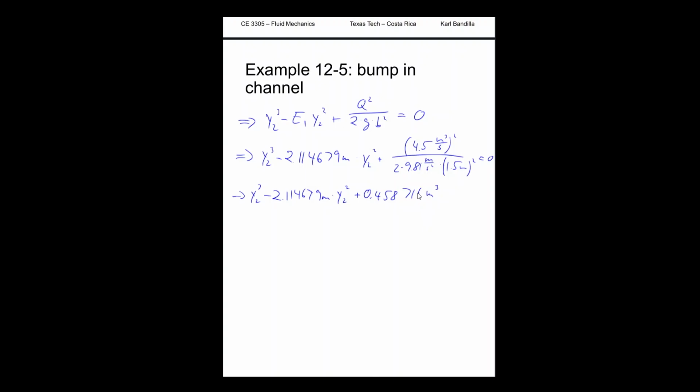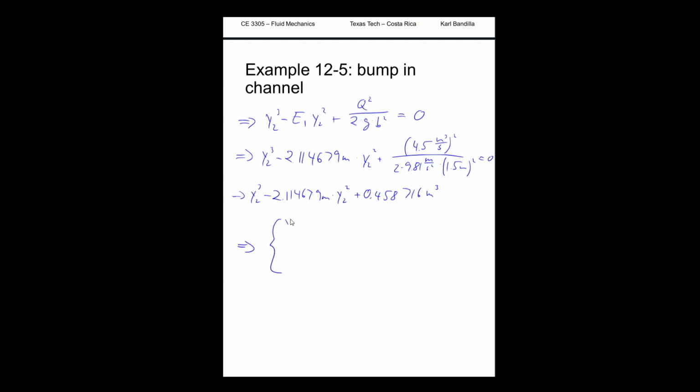Of course, each of these terms has to be meters cubed in the end, right? Because we have y to the third power. Depth is length, so that's where we get that. All right, so with that, we can go ahead and solve. Again, use whichever solution technique you want to have.